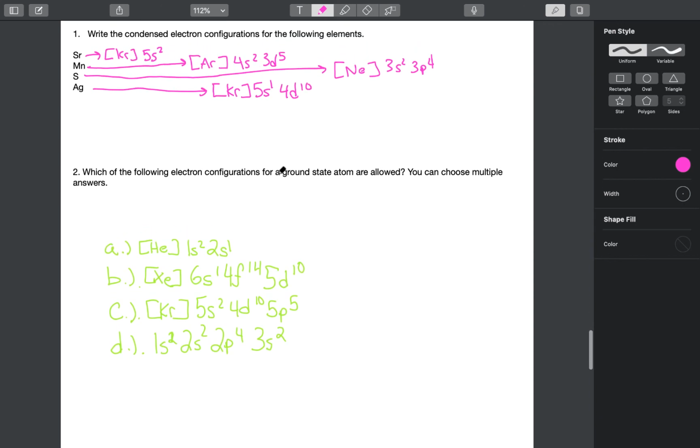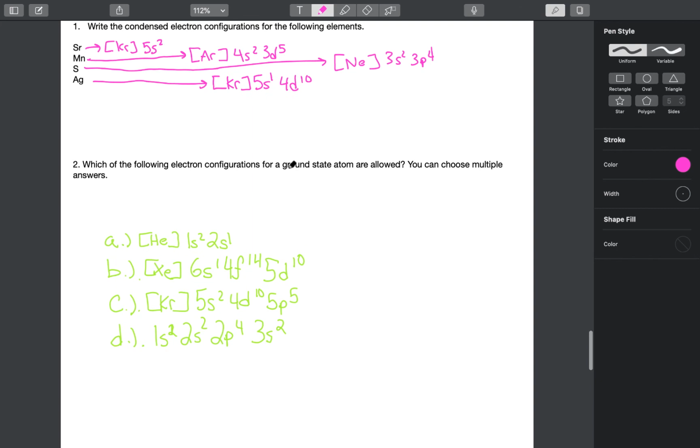The next one is a multiple choice. Which of the following electron configurations for a ground state atom is allowed or are allowed? You can choose multiple answers. This is just making sure that you understand the particular rules.